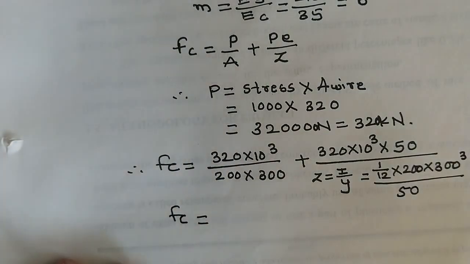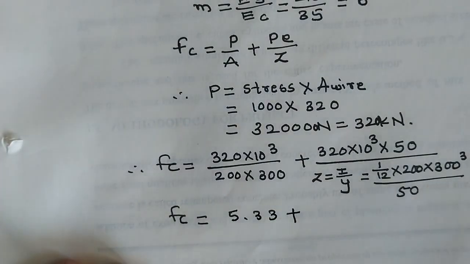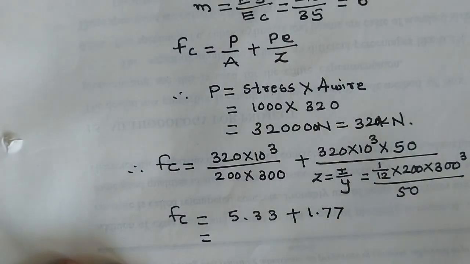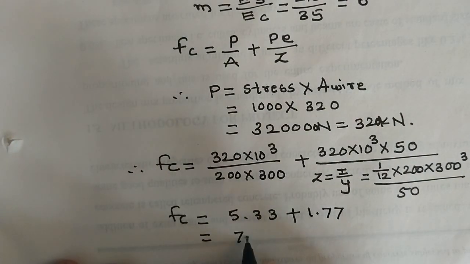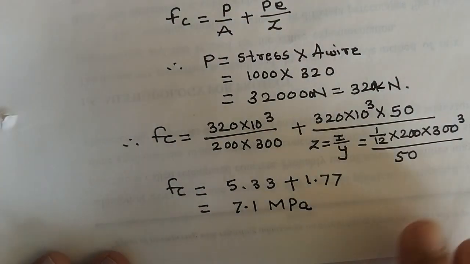So let's take these values. This is 5.33. Let's calculate the second term. It is 1.77. So 5.33 plus 1.77, the value of fc is 7.1 megapascal.